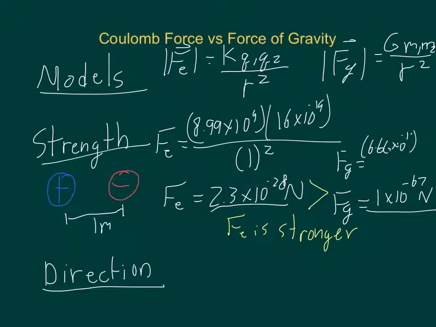All right, and then for the last part, let's think about direction. So keeping with my proton and my electron, I know that the electrostatic force in this case would attract them towards each other. And the force of gravity would do the exact same thing. So gravity attracts and the Coulomb force attracts.